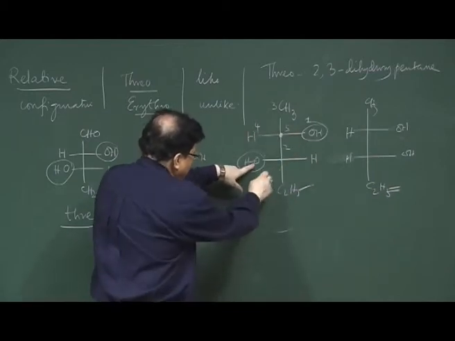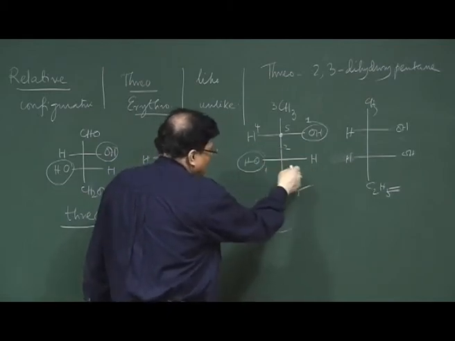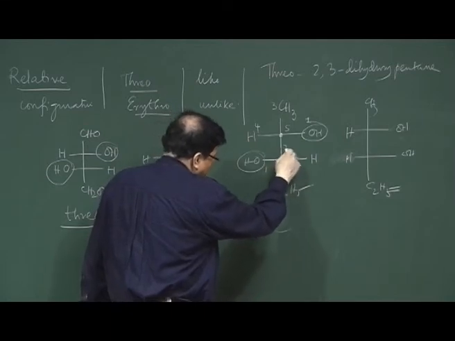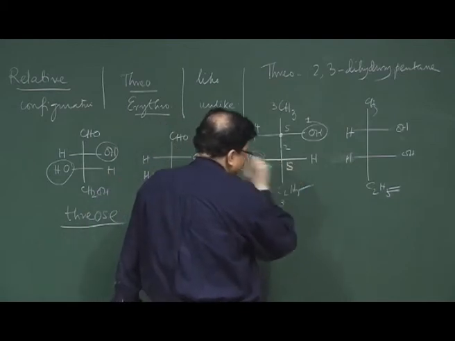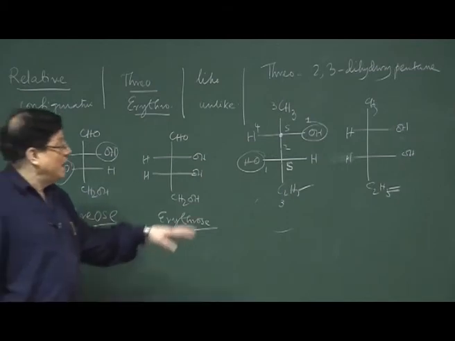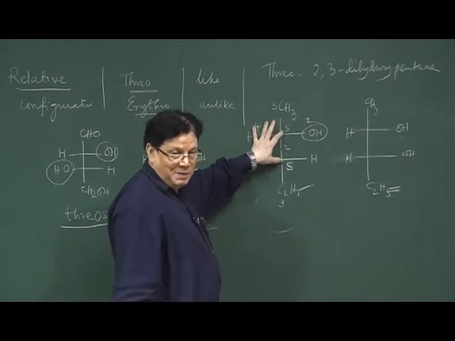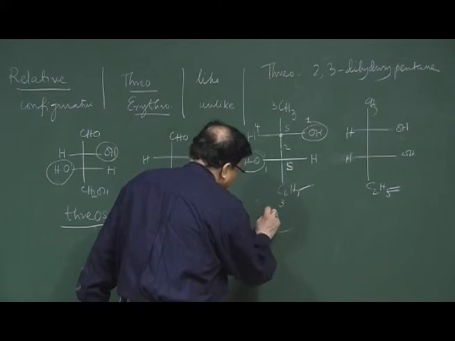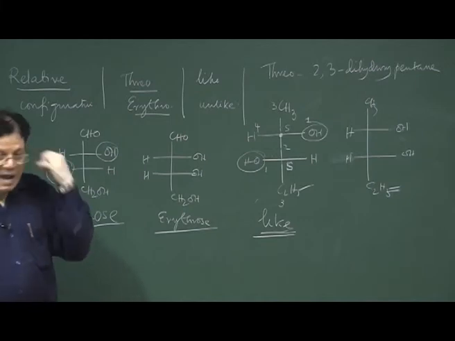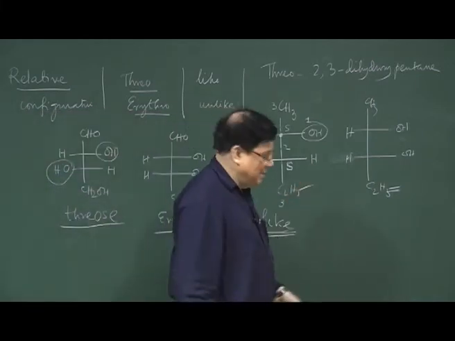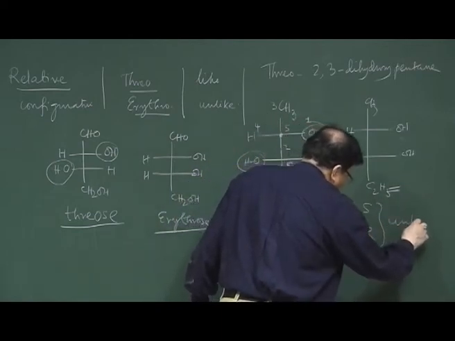What is here? This is 1, this is 2, this is 3 and this is 4. So, here again hydrogen is occupying the horizontal line. So, whatever you see, you have to reverse it. So, 1, 2, 3 is clockwise, but actually it should be anti-clockwise. So, this has got SS configuration. Now he says that if the configurations of the two centers are similar, like SS or RR, then that will be called like system. And if the configurations are different, like RS or SR, then that is called unlike system.